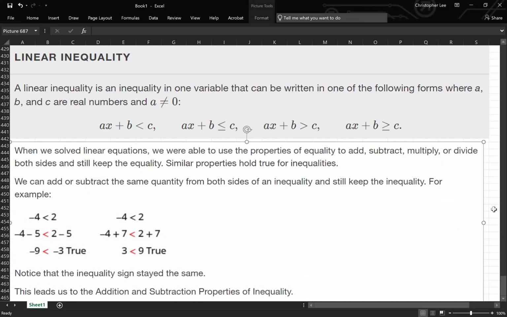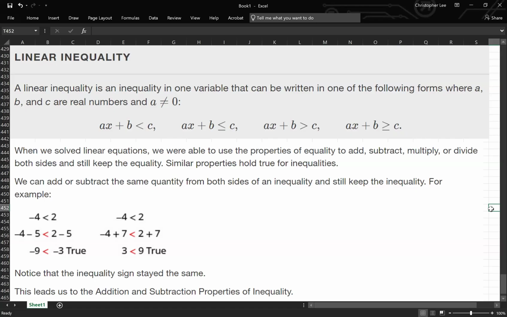All right, so when we solved linear equations, we were able to use properties of equality to add, subtract, multiply, or divide both sides and keep the equality. Similar properties hold true for inequalities. We can add or subtract the same quantity from both sides of an inequality and still keep the inequality. For example, -4 is less than 2, so we have -4 minus 5 is less than 2 minus 5, which simplifies to -9 is less than -3, which is a true statement.